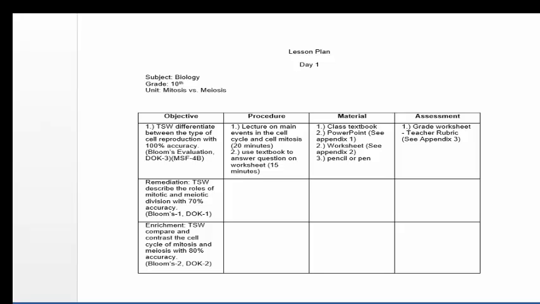So let's look at the assessment now and see how that differs or how that's going to reinforce the objective. The assessment says to grade the worksheet, teacher rubric, see Appendix 3. Now before we slide down, let's look at the procedure. Lecture on the main events in the cell cycle and cell mitosis. Use textbooks to answer questions on worksheets, 15 minutes. Now, as we look at the worksheet, which will be Appendix 3, let's see how it differs between the types of cell reproduction with 100% accuracy.